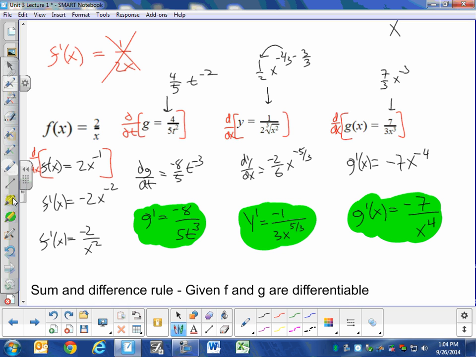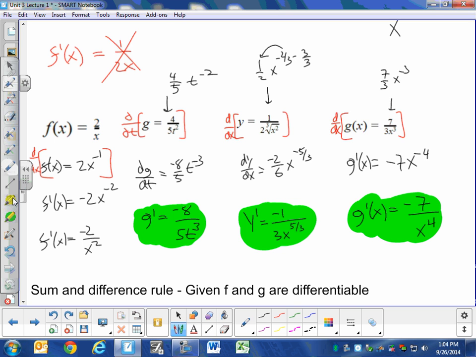So can that also be like 3 cube root of x to the 5th? Yes. Okay. Or the cubed root, no, yes, the cubed root of x to the 5th. Both ways can be written. Okay? All right.